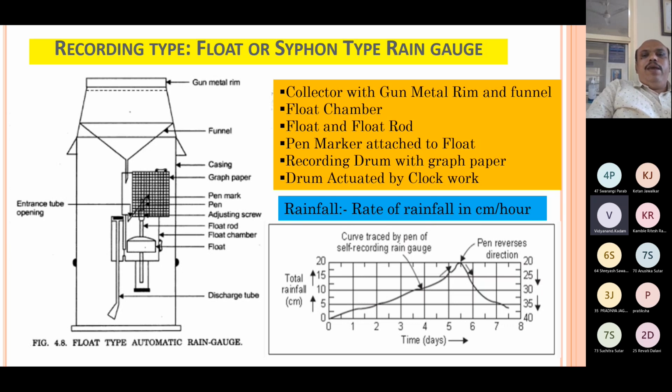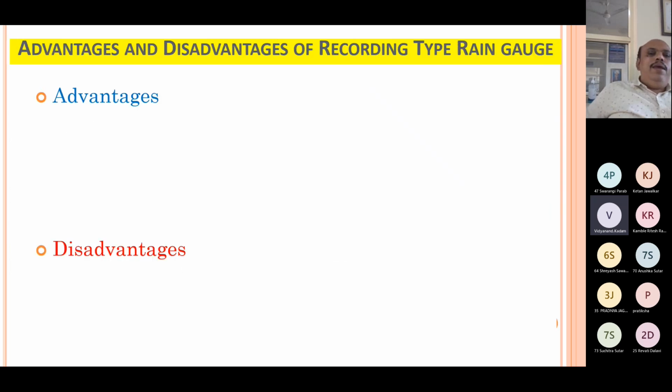After studying all these types of rain gauges, now we will see the advantages and disadvantages of recording type of rain gauges. So let us start with the advantages of recording type of rain gauges. So what do you think? What is the advantage of this recording type of rain gauge?